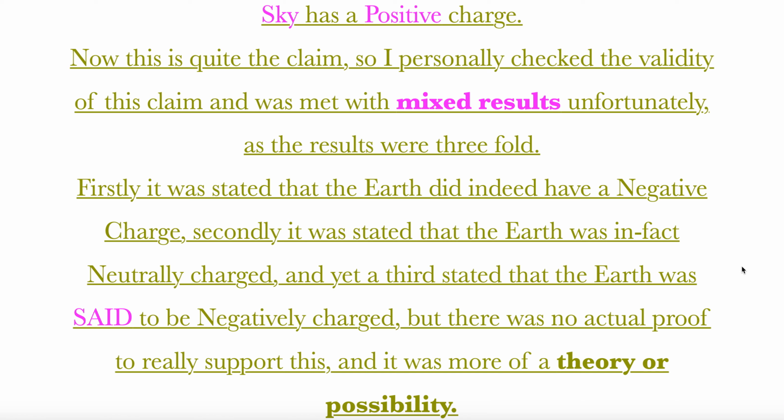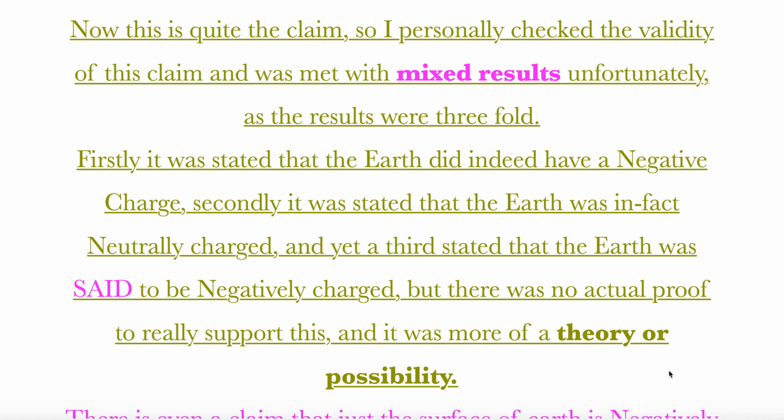Firstly, it was stated that the Earth did indeed have a negative charge. Secondly, it was stated that the Earth was in fact neutrally charged. And yet a third stated that the Earth was said to be negatively charged, but there was no actual proof to really support this, and it was more of a theory or possibility.